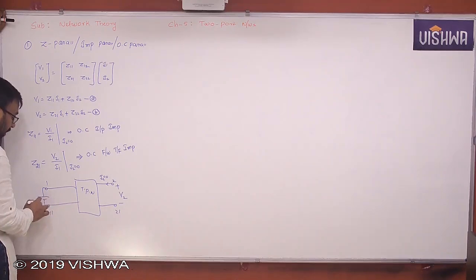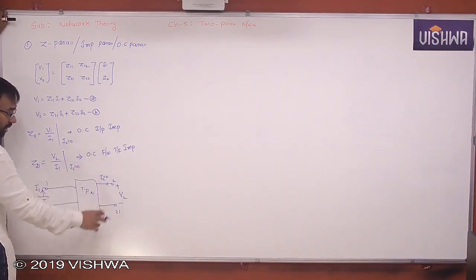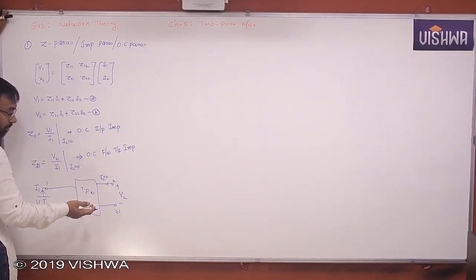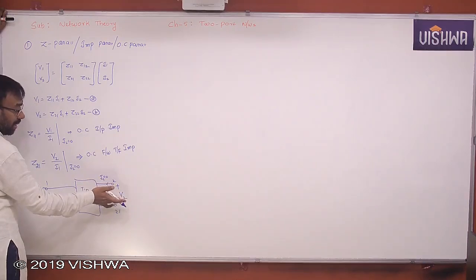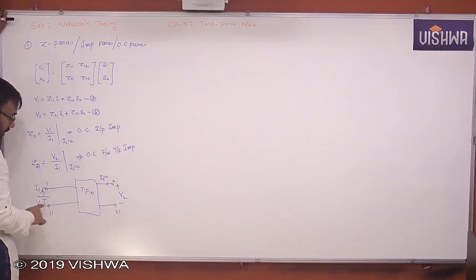Say this, I excited 1-1 dash with V1 and I injected some current I1. So this is how I can make the circuit, or I must apply the conditions like this, and I must apply that condition I2 = 0 and measure with the help of a voltmeter V2 here, and connect the source V1 and determine what is V1 and measure what is I1 and find the ratio of V1 to I1.